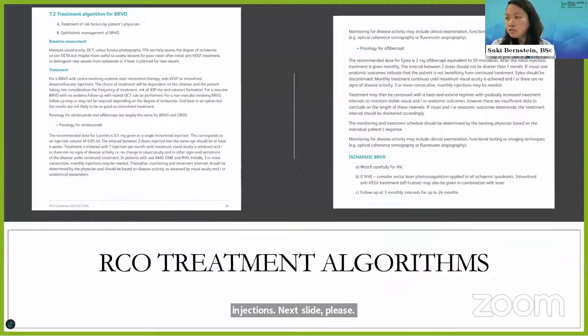And so this is just for reference. These guidelines talk about the different regimens and the dosages. Next slide, please.